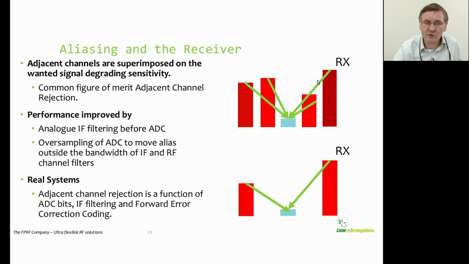So again, we use oversampling to manage the adjacent channel interference issues that go along with a zero IF receiver. A common figure of merit is adjacent channel rejection. By using analog filtering before the ADC, we can achieve some level of adjacent channel rejection. And also by using oversampling, we're able to improve adjacent channel rejection.